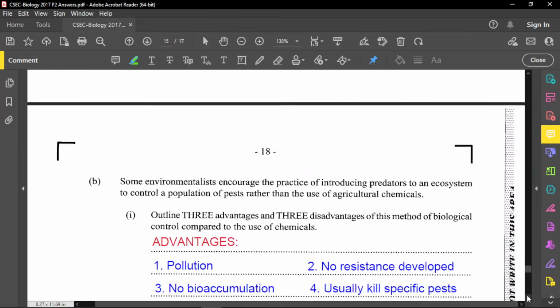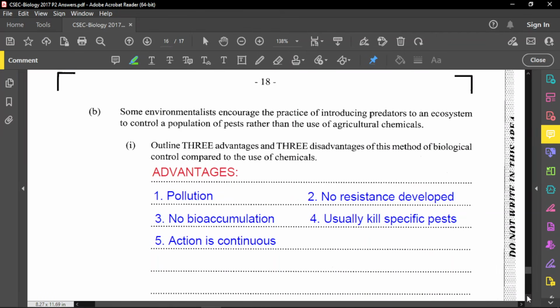All right, and so we are on part B and we're almost there. Now, it says some environmentalists encourage the practice of introducing predators to an ecosystem to control a population of pests rather than the use of agricultural chemicals. Outline 3 advantages and 3 disadvantages of this method of biological control compared to the use of chemicals.